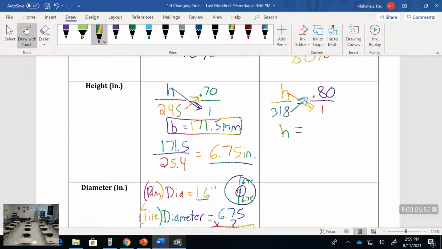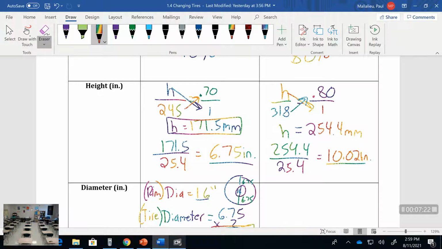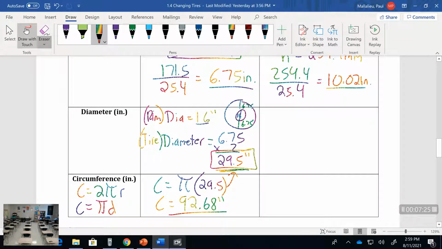So H equals 318 times 0.80, which is 254.4 millimeters. We said we want to convert that, so 254.4 divided by 25.4, and that gives us 10.02 inches. All right, so those tires are much bigger than the 6.75. So when we are putting this all together for our diameter, we again have to look at the information at hand, and so the diameter of the rim, you don't have to solve for, that's just given to you, and it's 15 in this case.